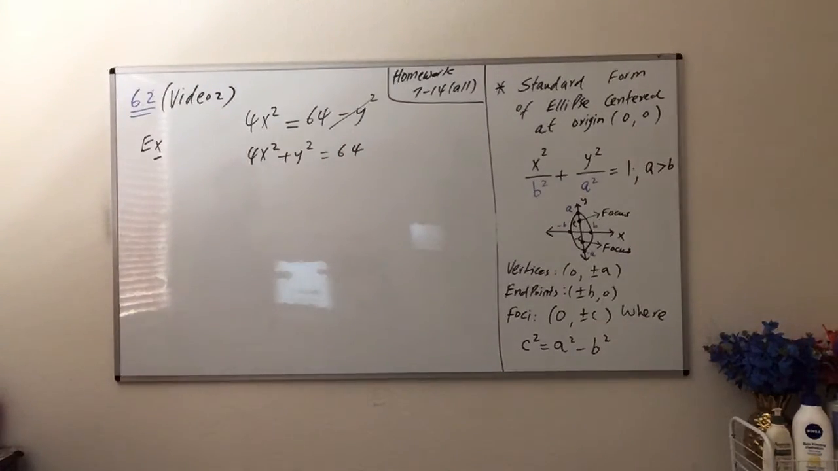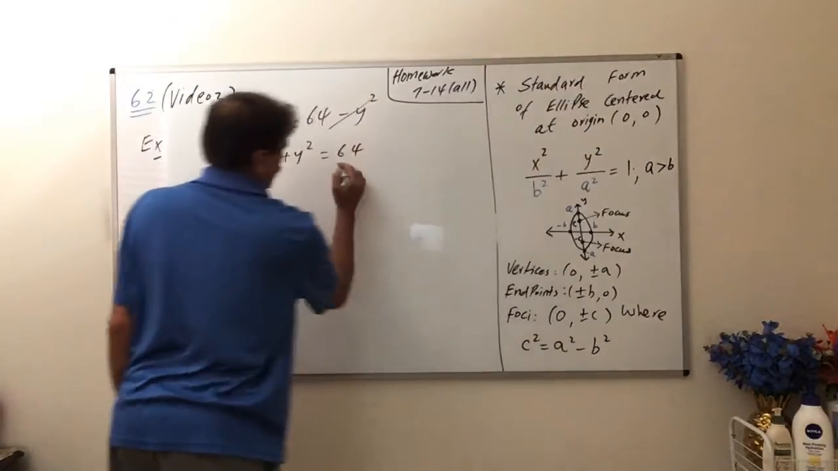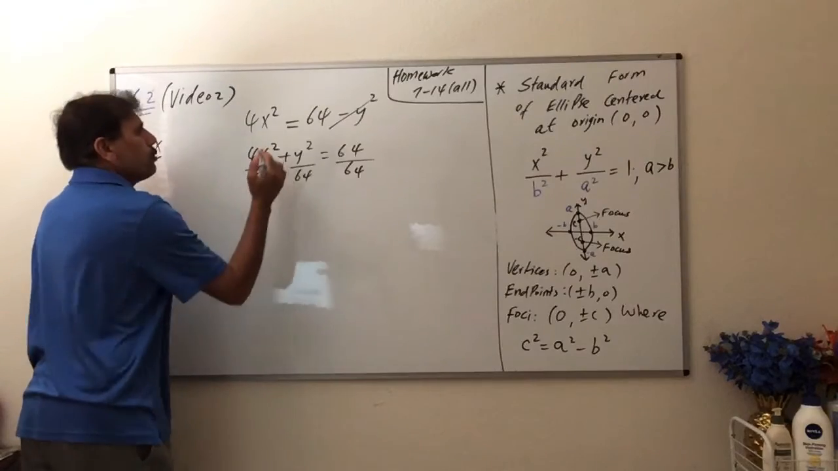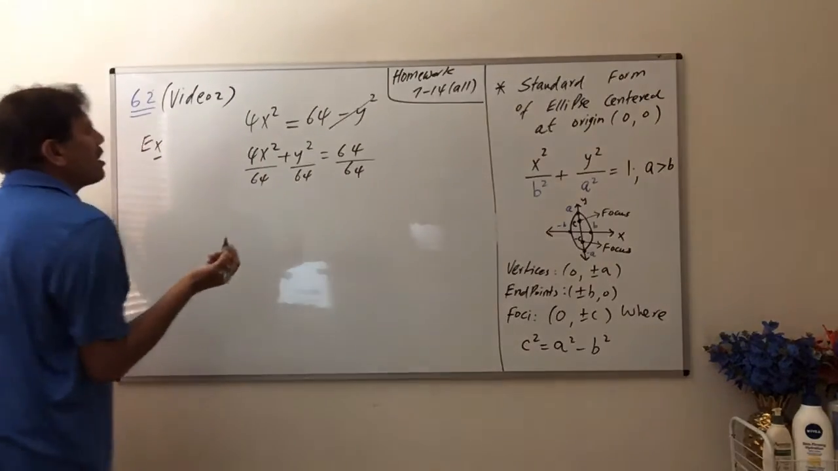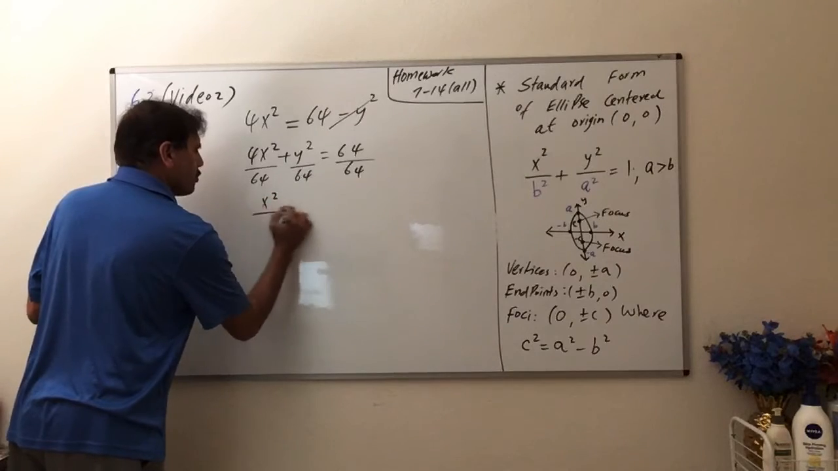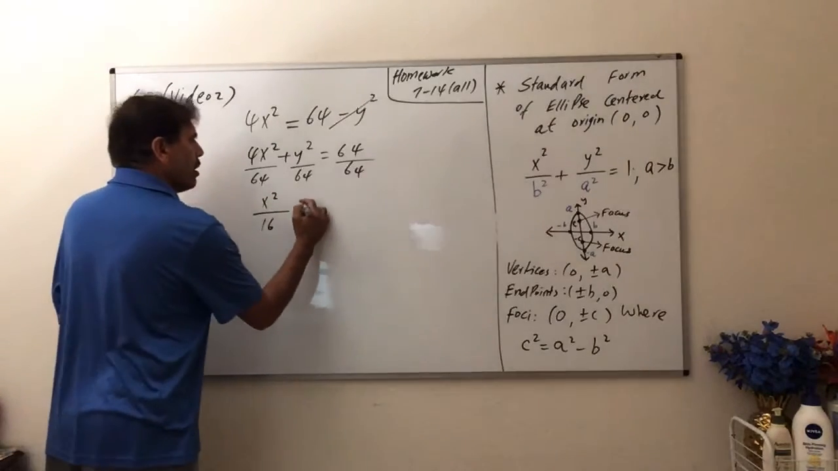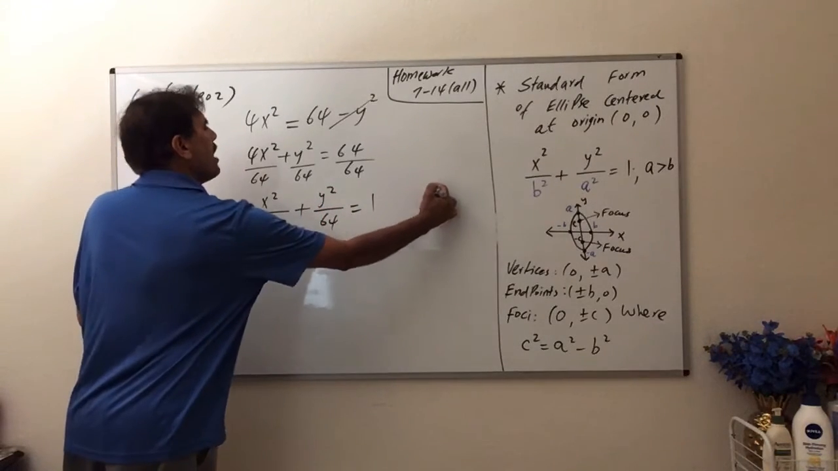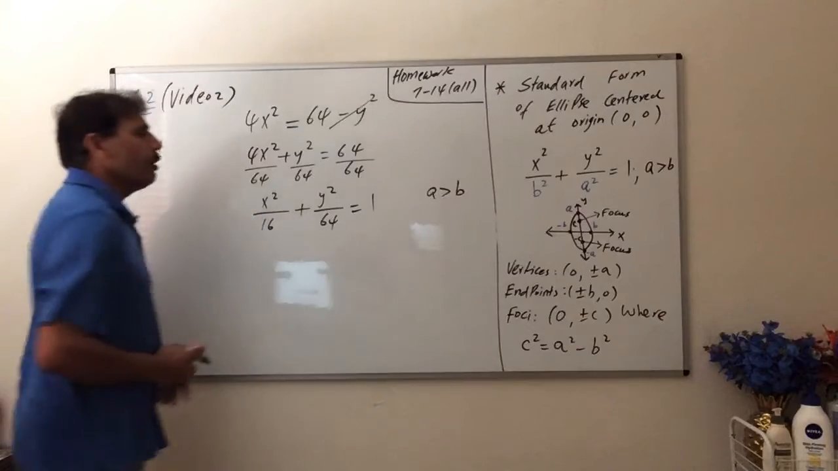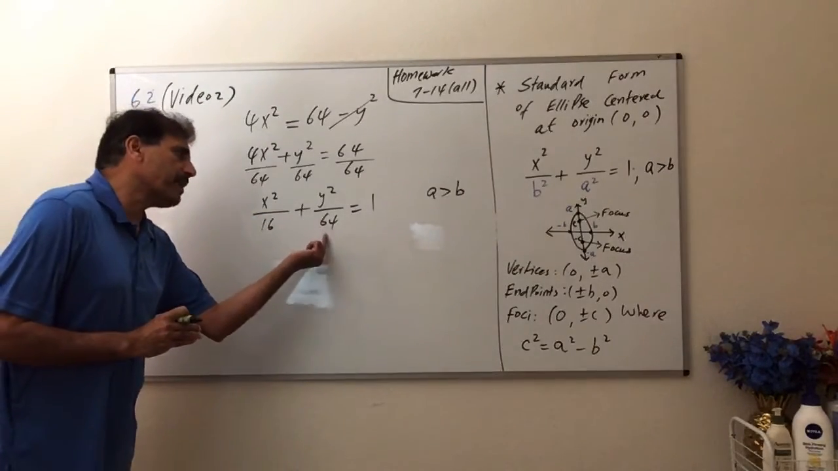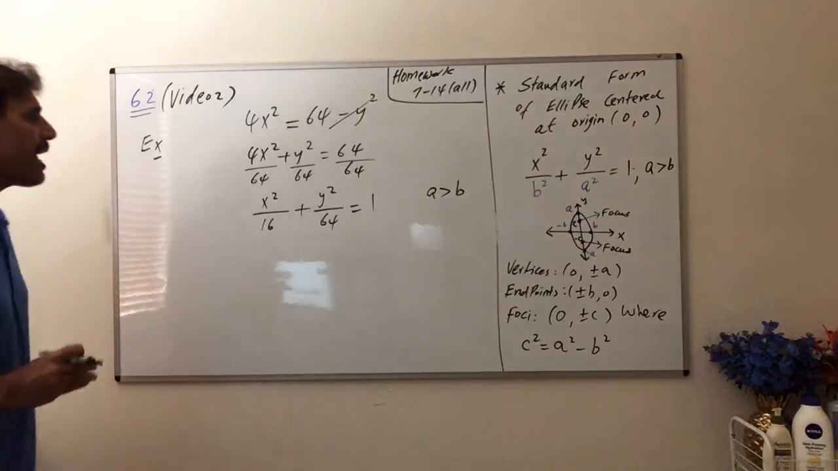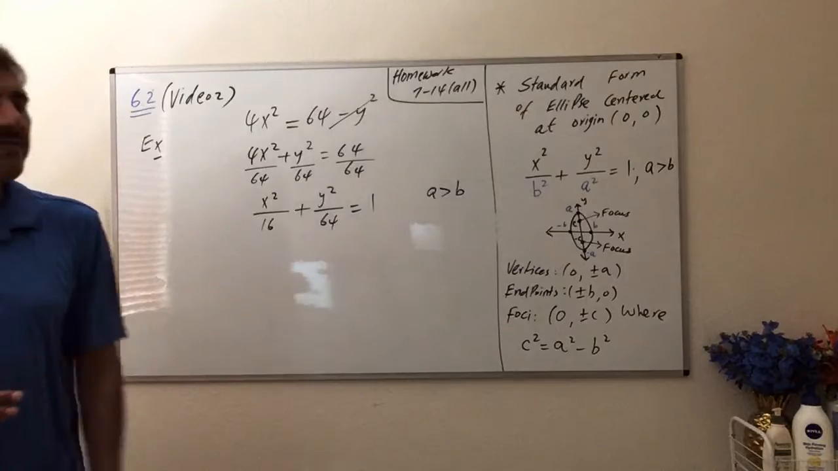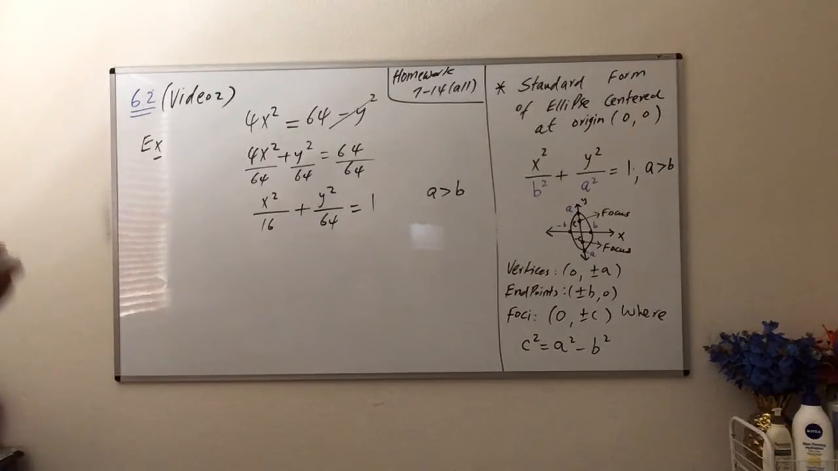Okay, so now it must be equal to 1. So this means we're going to divide everything by this. So 16 times 4 is 64. So this one is x squared over 16 plus y squared over 64, and this is equal to 1. And remember, a is always greater than b. So whichever number is bigger, we're going to count as a. And if your a is under y, y is the major axis. And if the bigger number is under x, well then x is your major axis.